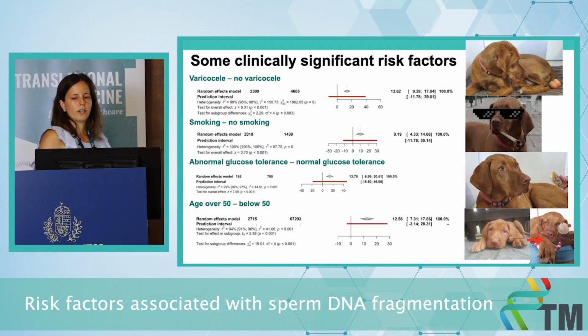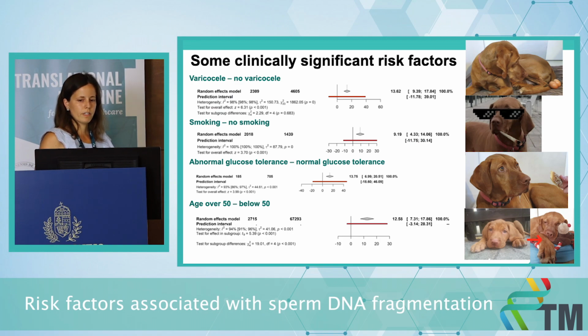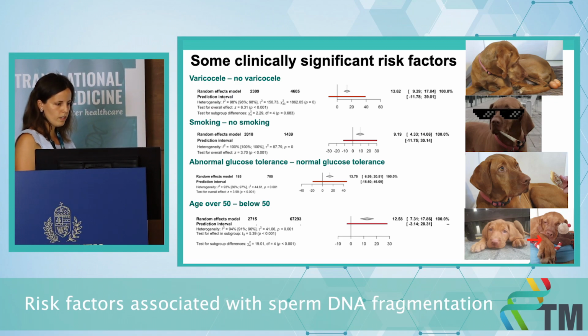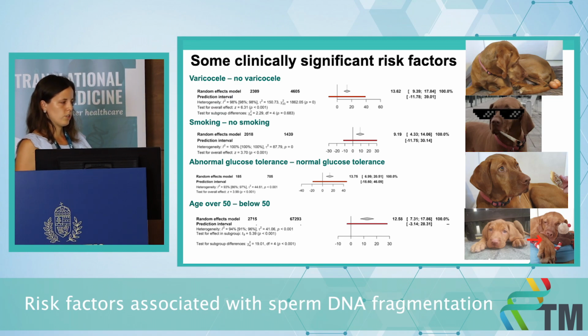So here are some clinically relevant and also statistically significant results. The first risk factor that I want to show you is the varicocele, and compared to the absence of varicocele, it means a difference in sperm DNA fragmentation of almost 14%. When comparing smokers with non-smokers, it means a difference in sperm DNA fragmentation of approximately 10%. When comparing abnormal glucose tolerance to normal glucose tolerance, there's a difference of almost 14% in mean difference. And when looking at age, there seems to be an increase over the age of 50, with a difference of almost 13%.